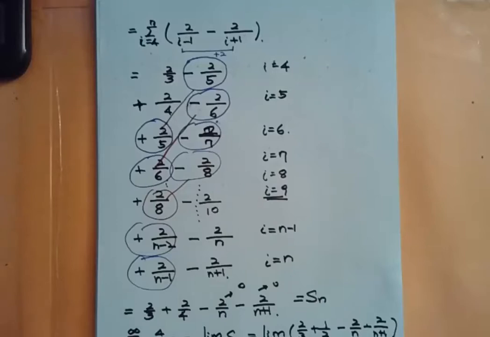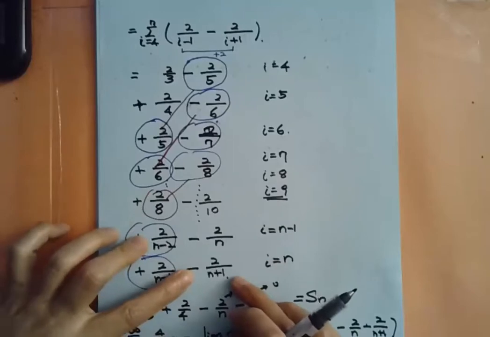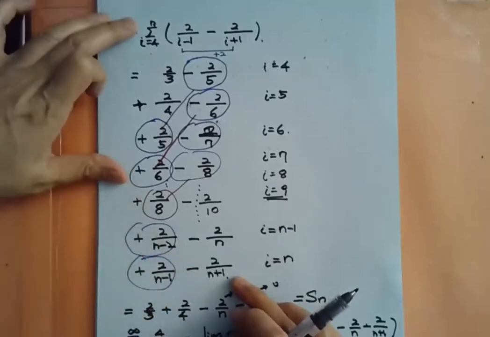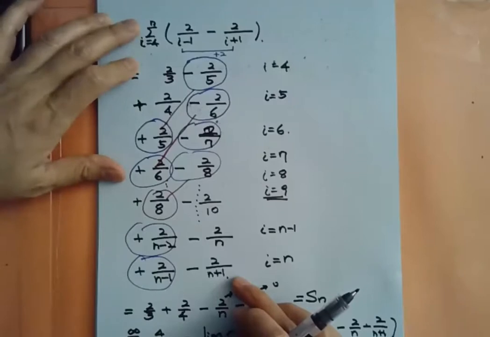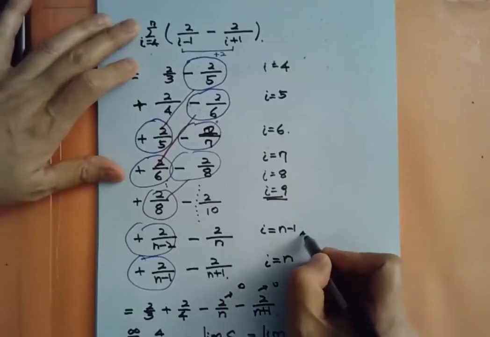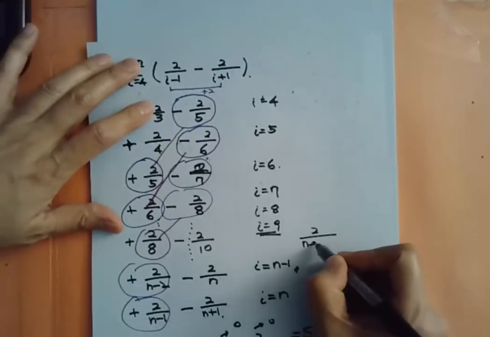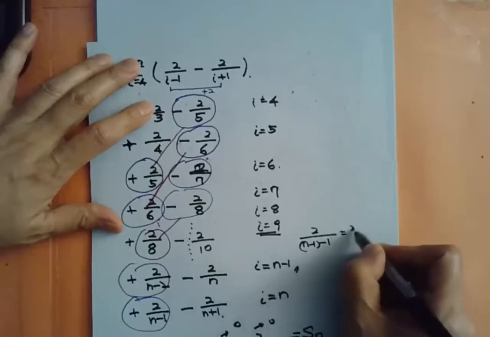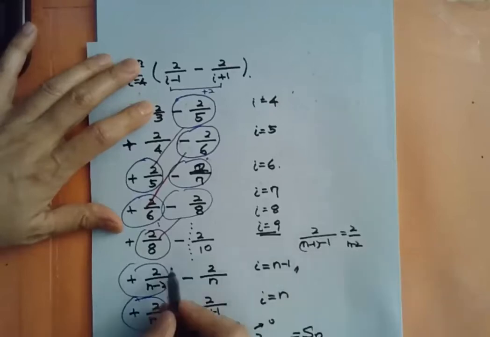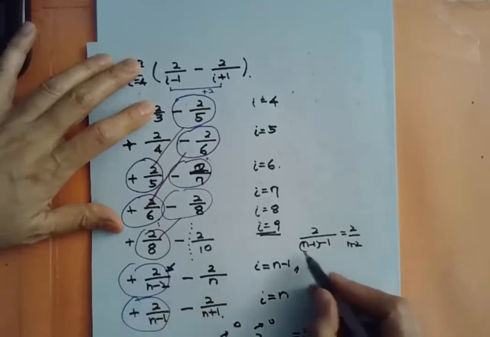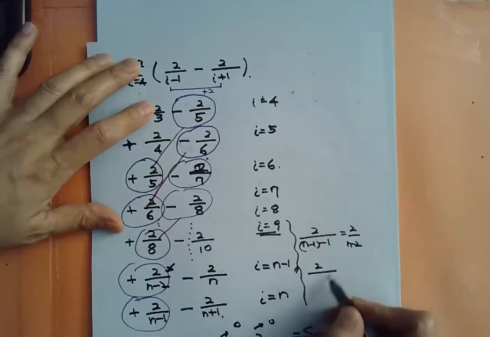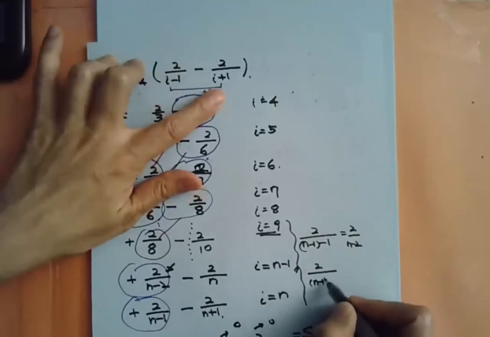Where did the 2/n and 2/n plus 1 come from? Yeah, the partial sum continues until nth term, right? When I plug in n minus 1 here, 2/n minus 1 will make 2/n minus 2. That is here. And the next term was this one is 2/n minus 1 plus 1, right?